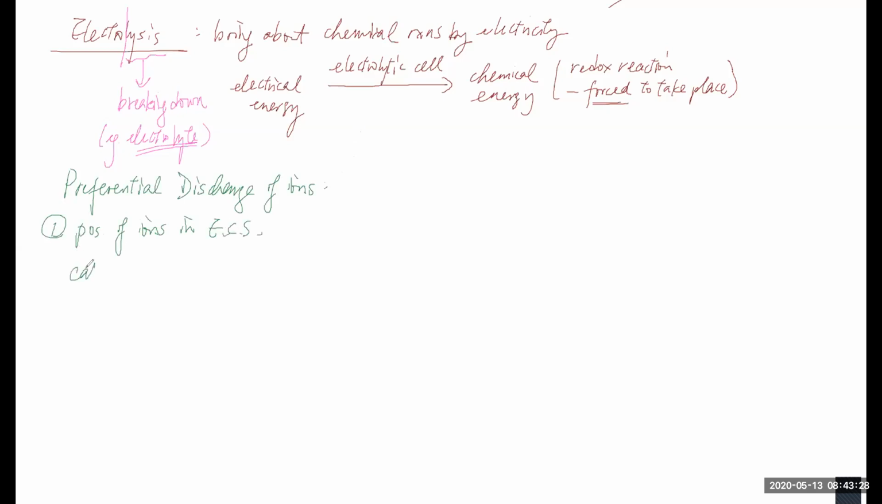Take a look at the cathode. You are going to compare the ions of those species in the ECS. The one which is lower or higher will undergo preferential discharge. Anyone who can tell?